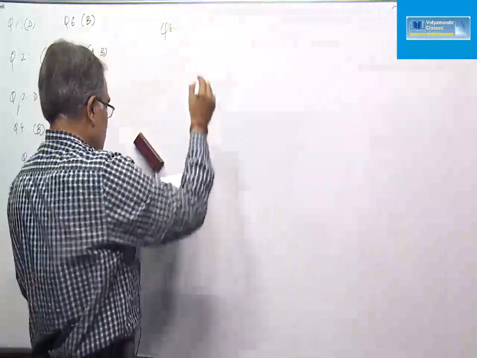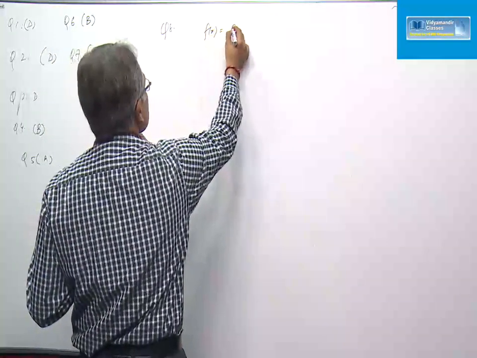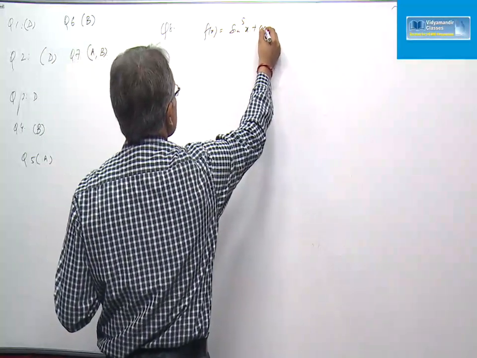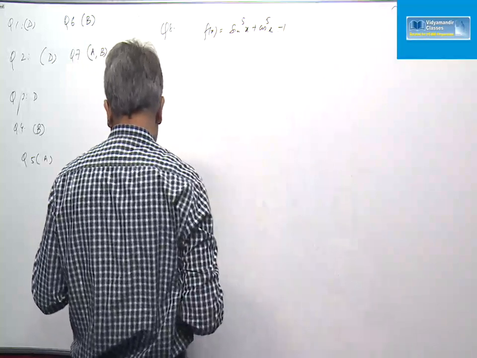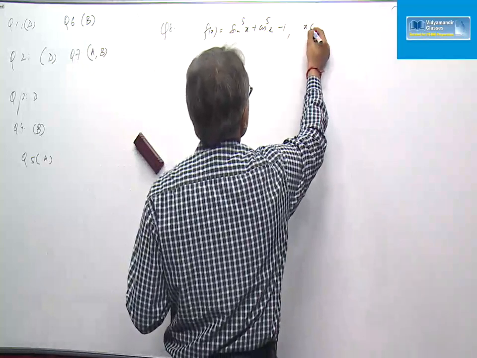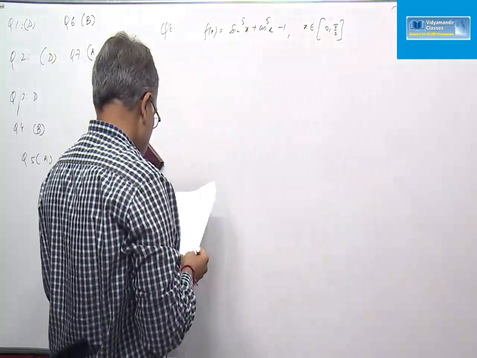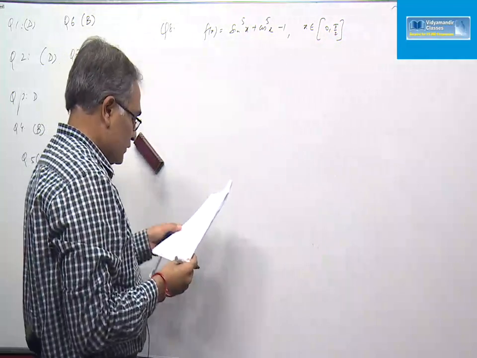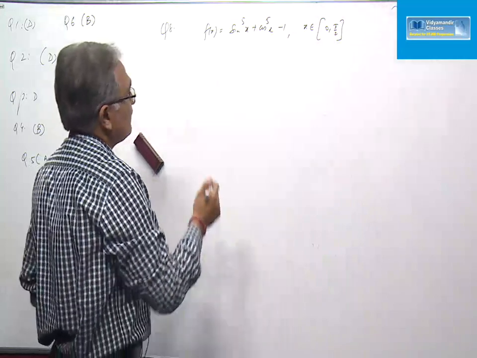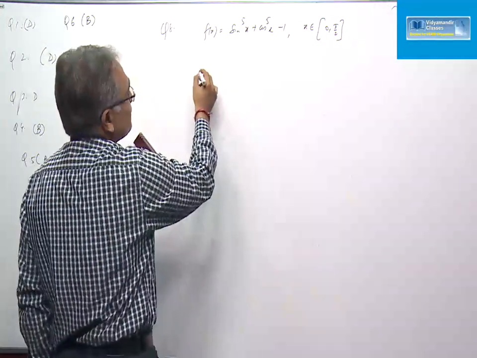It says the function f(x) is sin to the power 5x plus cos to the power 5x minus 1 in the domain 0 to pi by 2, the first quadrant. You need to discuss monotonicity of f and some function properties.